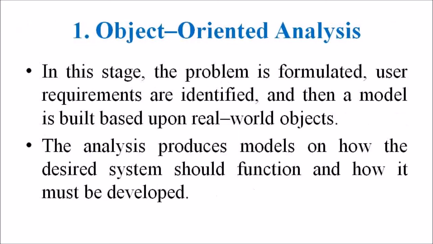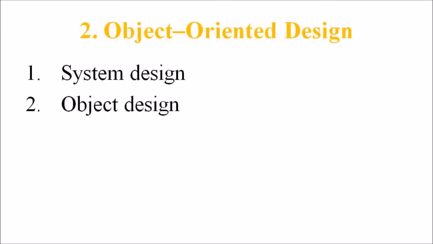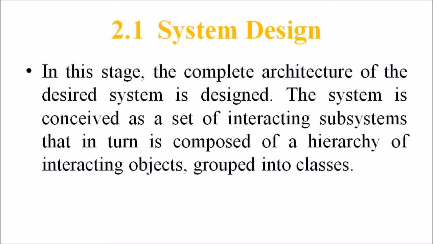So the first phase is the phase relating to the object-oriented analysis, and in this object-oriented analysis, the problem is formulated, user requirements are identified, and then a model is built based upon the real-world objects. The analysis produces models on how the desired system should function and how it must be developed. In the second phase, that is the object-oriented design phase, this phase is subdivided into two. The first one is the system design phase and the second one is the object design phase. In the system design phase, the complete architecture of the desired system is designed. The system is conceived as a set of interacting subsystems that in turn is composed of a hierarchy of interacting objects grouped into classes.